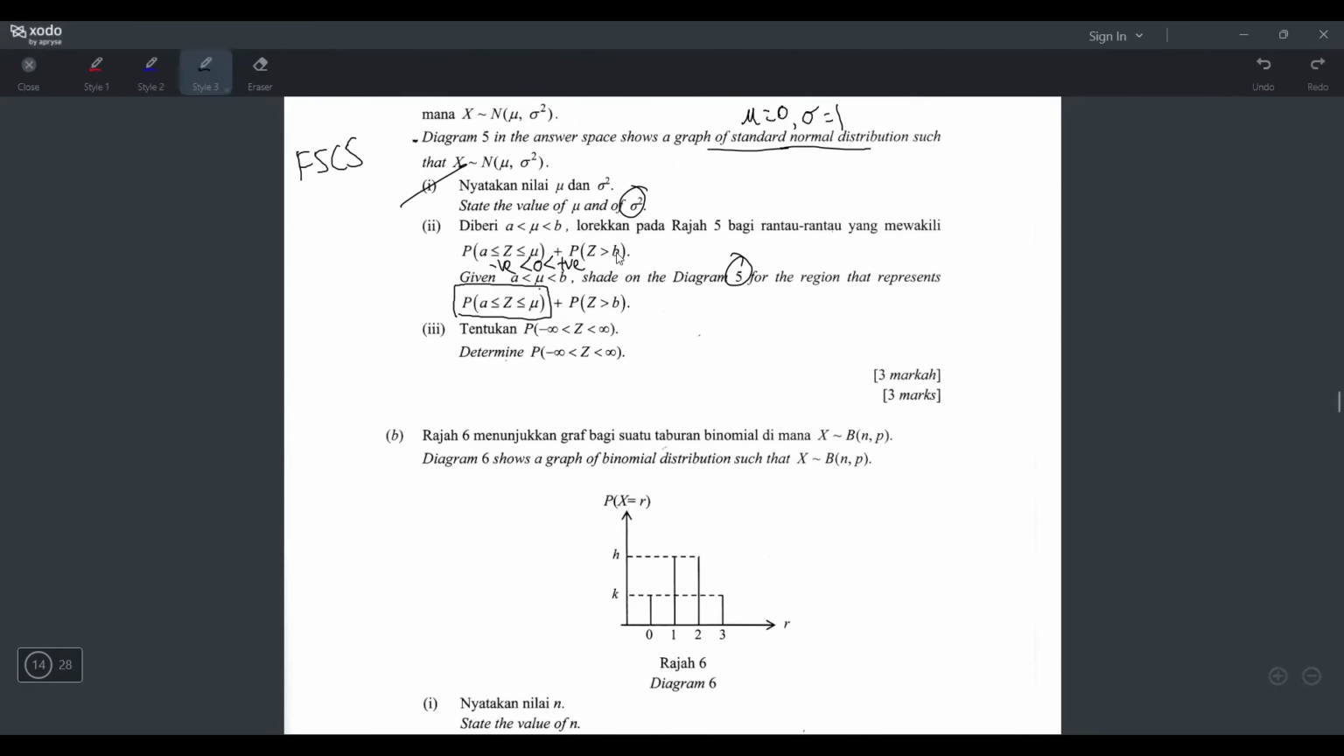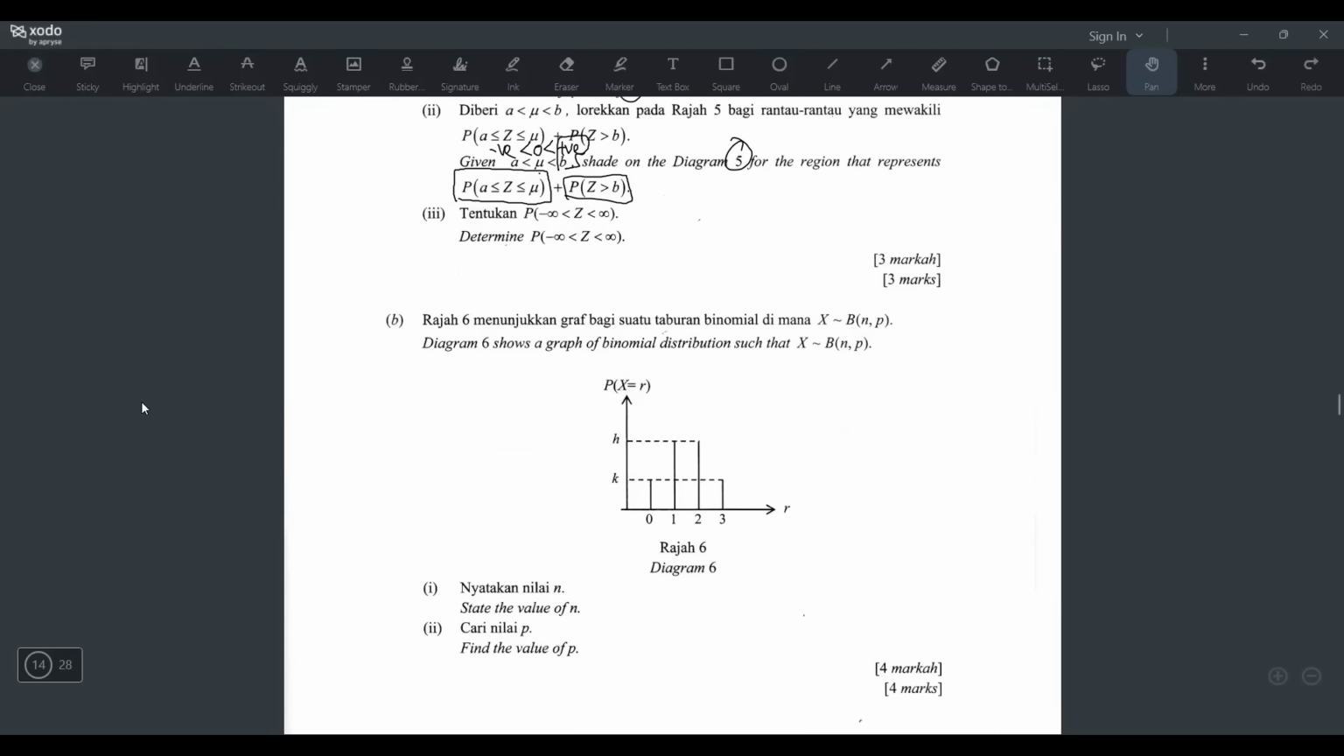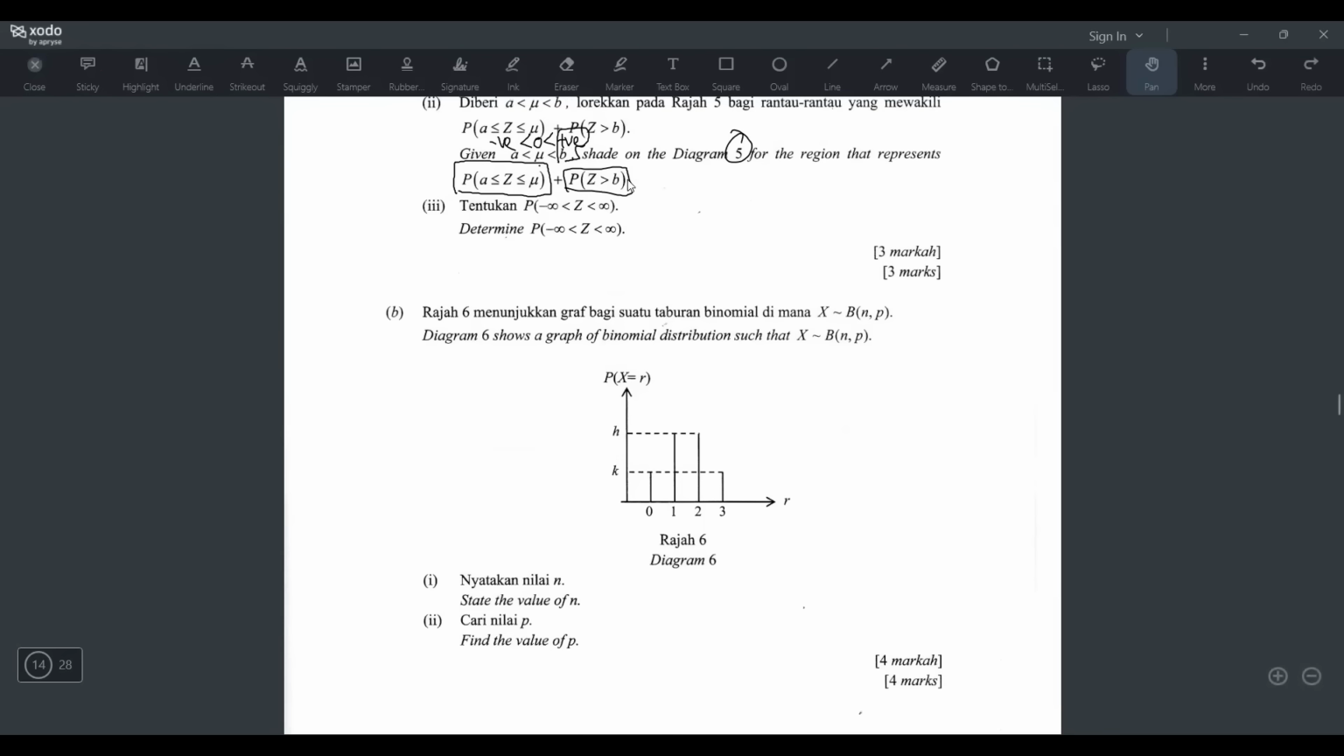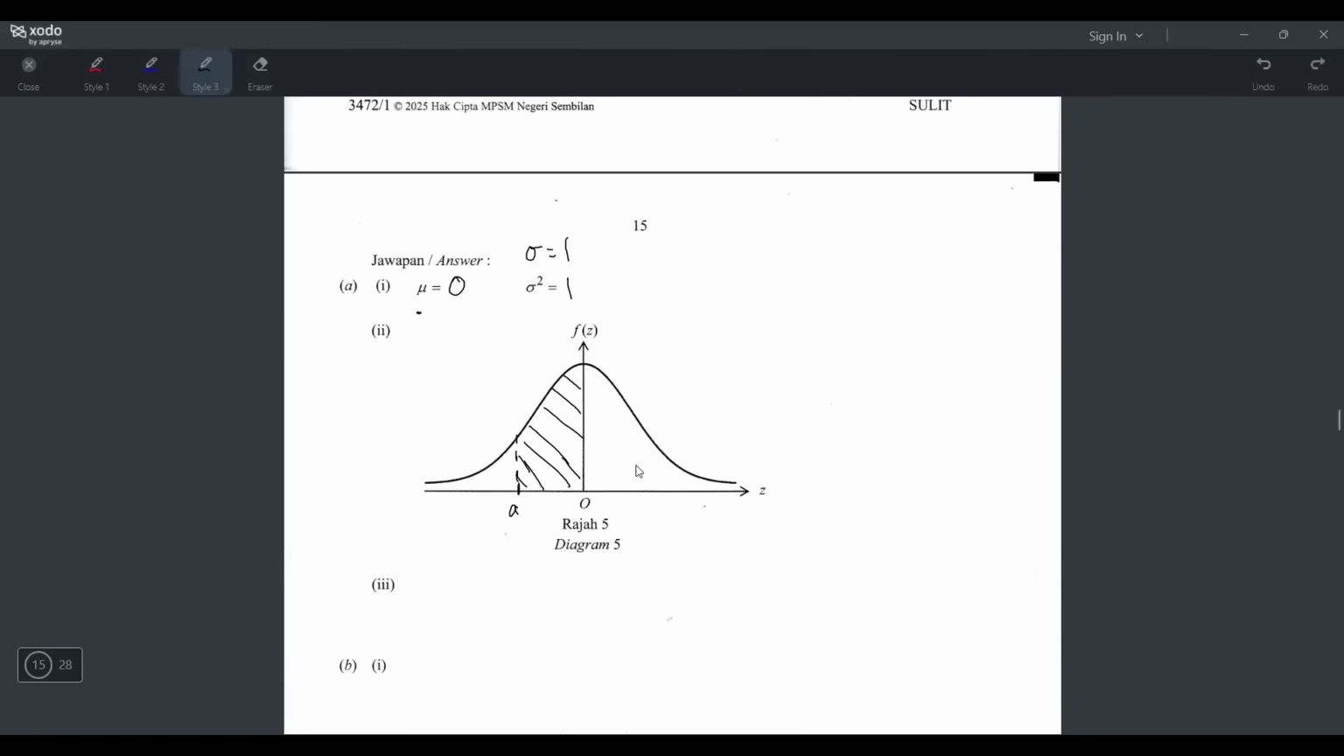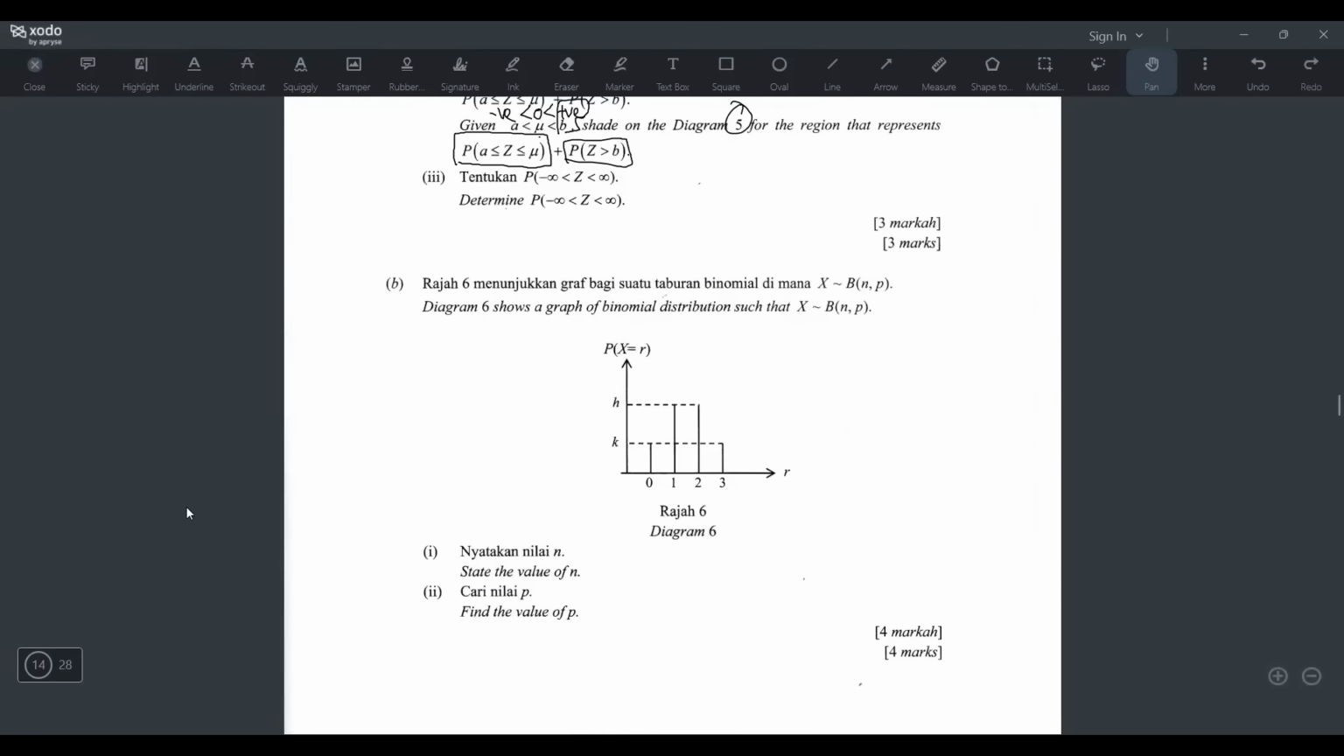Okay, but they say plus P(Z bigger than B), and we already know B is a positive number. How do I know? From here, because they say mean is in between A and B. That means the mean has to be bigger than A but smaller than B. So A must be negative and B must be positive. So B goes to the positive side, and since you want the probability for Z bigger than B, bigger means you have to shade the right side. So that's the answer. Okay, done.